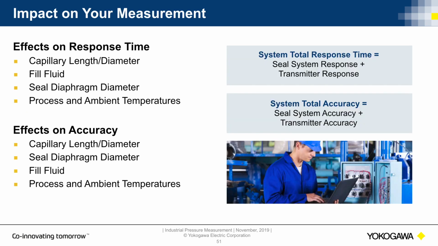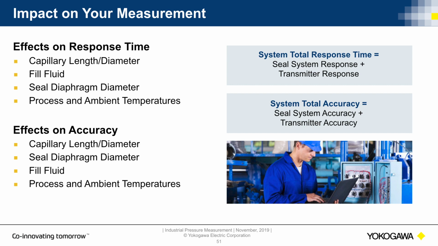So one thing to always consider with remote seals is how they're going to affect the performance of the transmitter. Specifically, it's going to affect response time and the accuracy of the transmitter. So when we talk about reference accuracy, pressure and temperature effects, all of those are going to be magnified or affected based on the remote seal chosen.